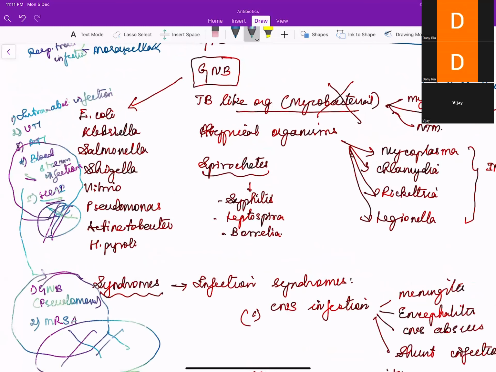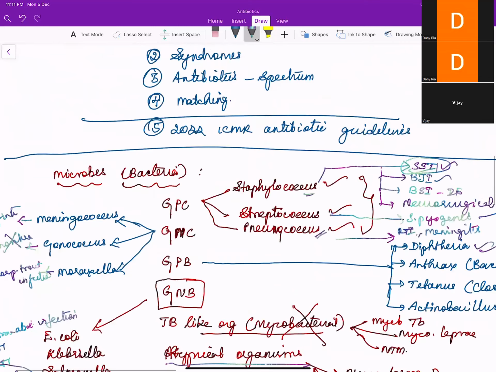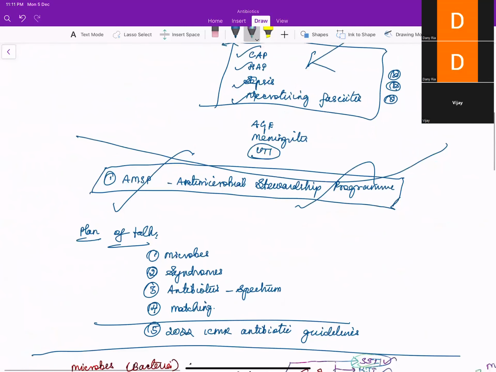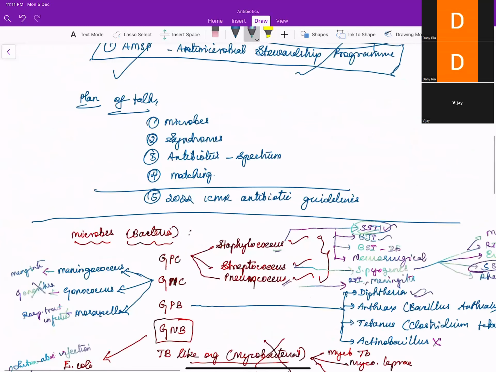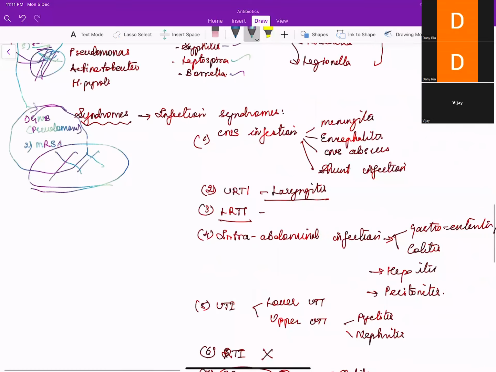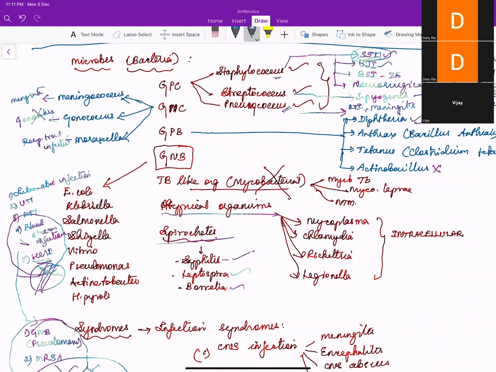Now, atypical organisms we have discussed. Spirochetes: Treponema pallidum causes syphilis. Leptospira causes leptospirosis. Borrelia causes Lyme disease, etc. Okay, got an orientation now? So till now, what I was telling is what are the microbes available, what are the infection syndromes available, and what are the possible organisms and what infections they cause.